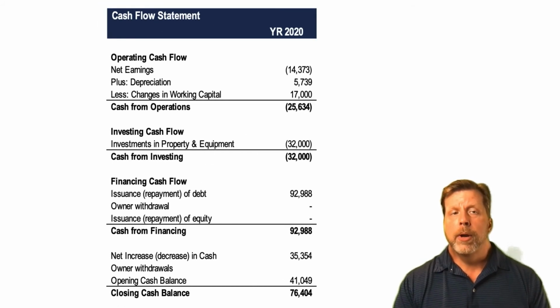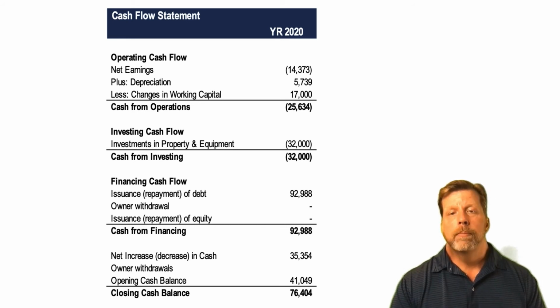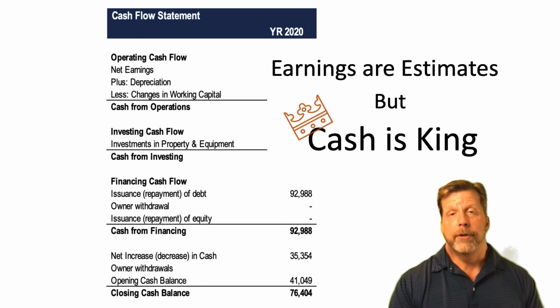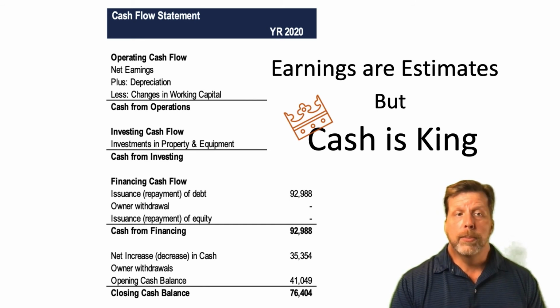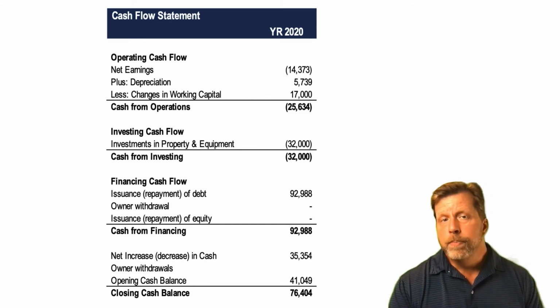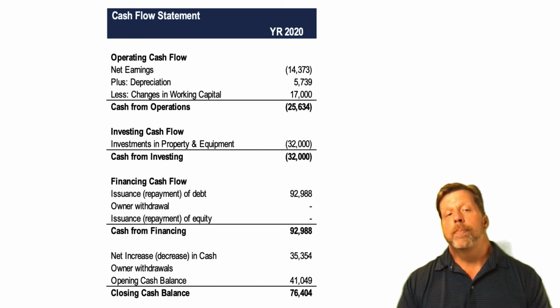Next on the list of the big three reports is the statement of cash flows. This report helps the reader understand where cash is coming from and where it is going. There is a phrase I learned a long time ago: earnings are estimates, but cash is king. Sometimes the income statement doesn't show you enough information, and that's why we have this report.